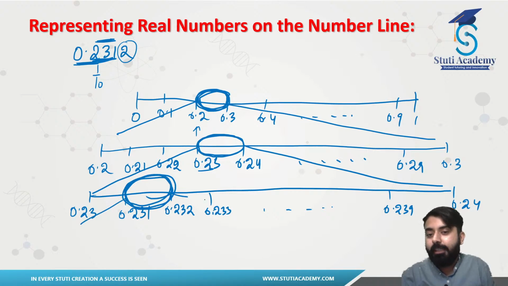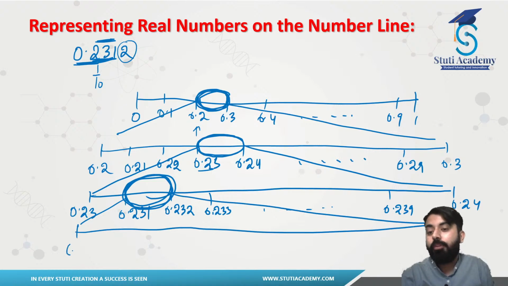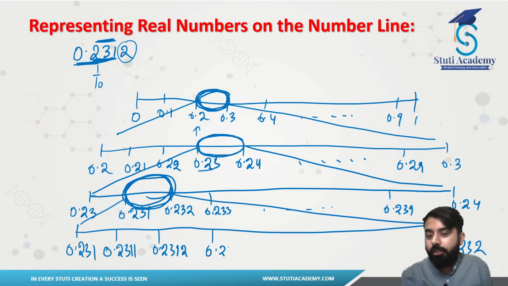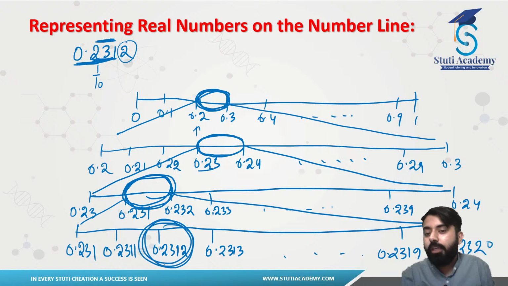So ultimately, zooming in on this one, I will be having what? My last number line, which will be what? 0.231, that will be 0.232, and ultimately 0.231, that will be what? 0.2311, 0.2312, 0.2313, and so on, 0.2319. So you guys see, after this you will be having this one. So you have to look for 0.2312, and this is your value. So we have found the value here.